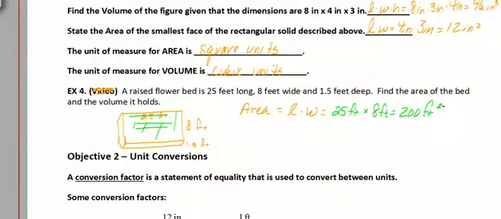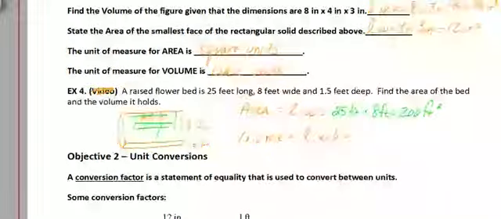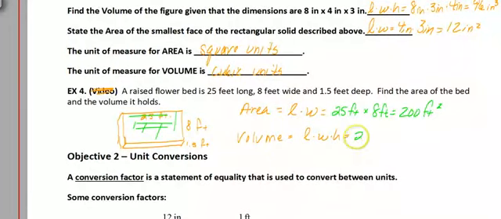Now the volume incorporates all 3 of those. So length times width times height, which gives me all 3, and let me just be consistent with my colors here, 25 times 8 times 1.5. Square units on the area, and I'll have 300 cubic feet on the volume.